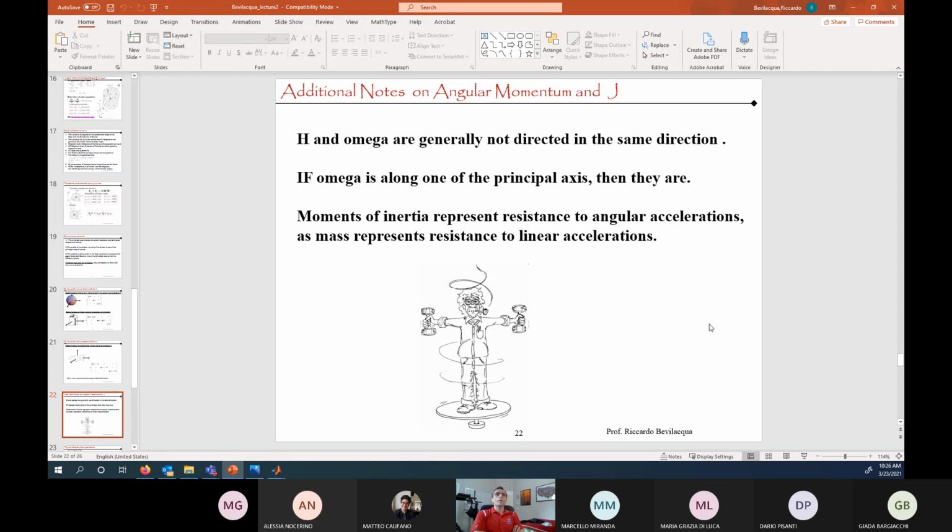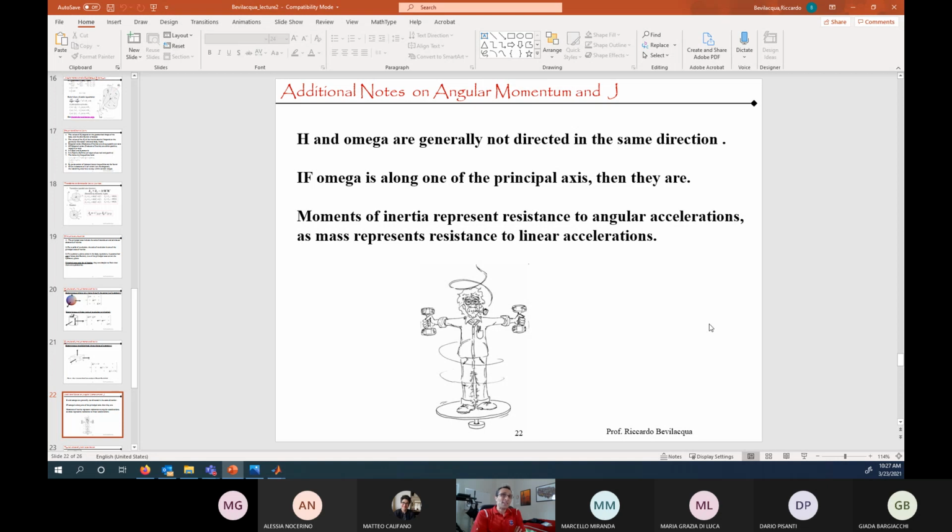If omega, though, is about one of the principal axes, if the angular velocity happens to be about one of the principal axes of inertia, then they are parallel, and you can just quickly show that to yourself.